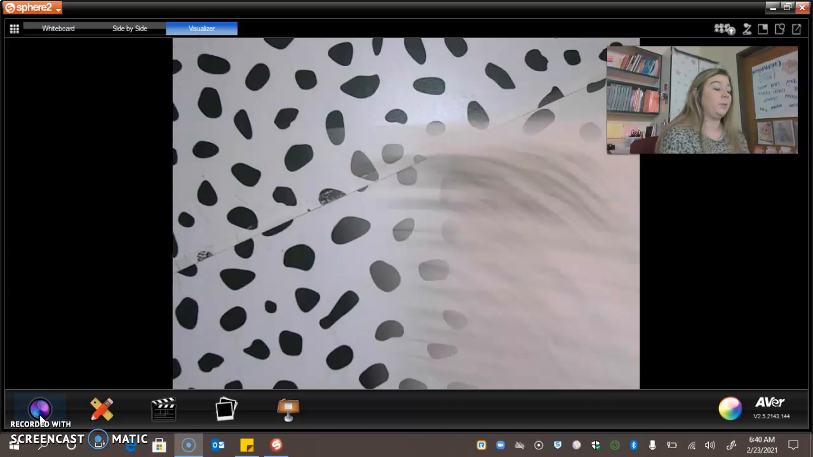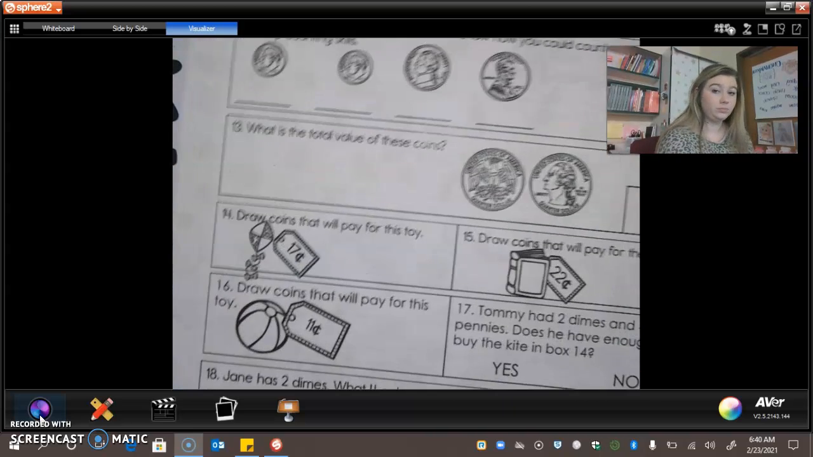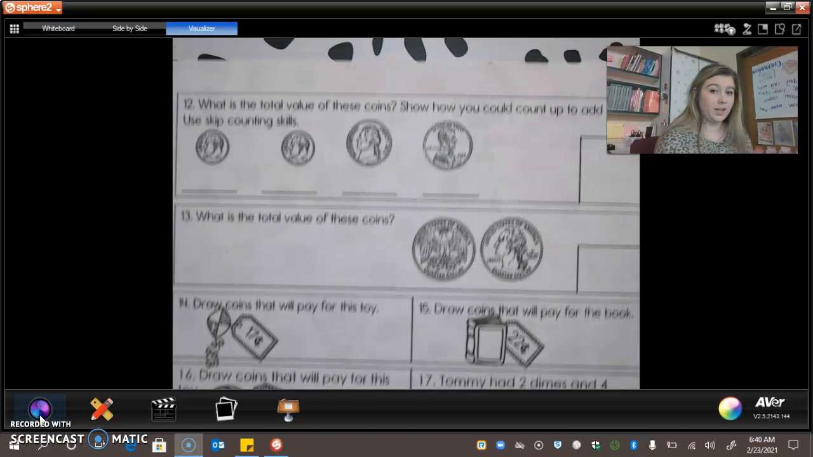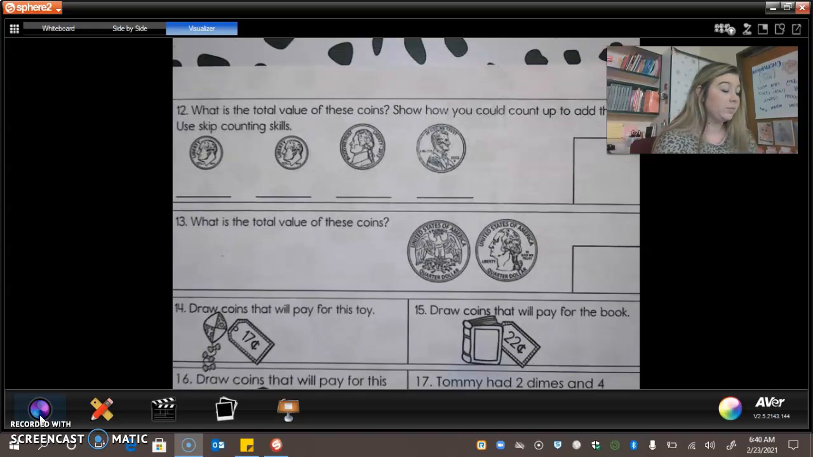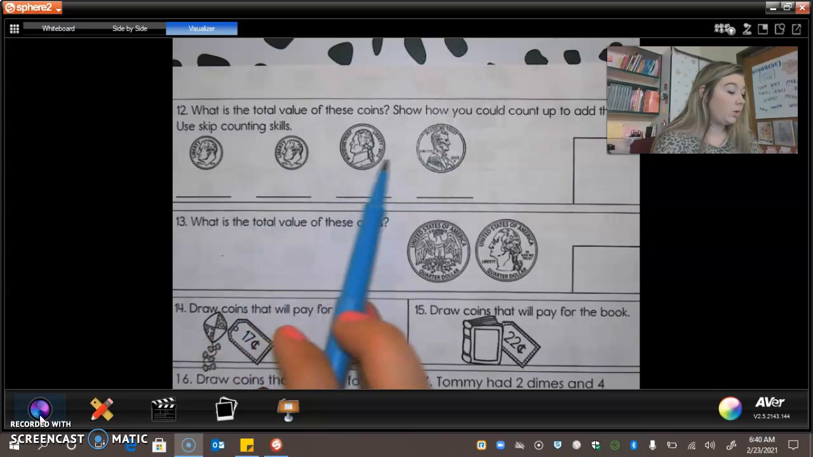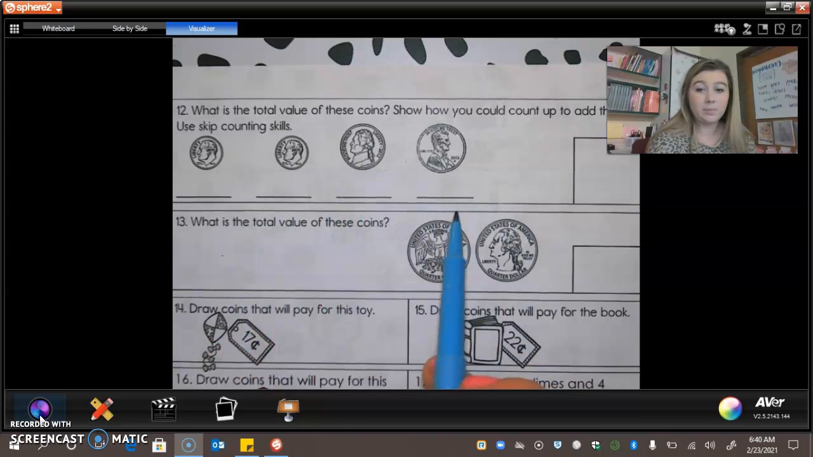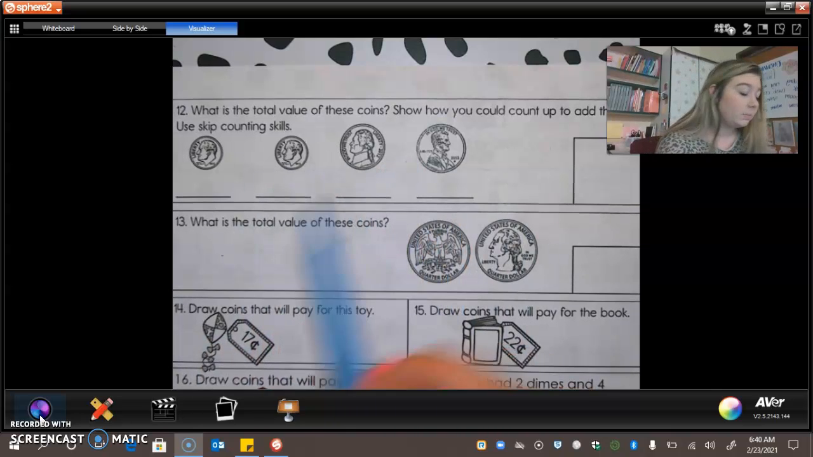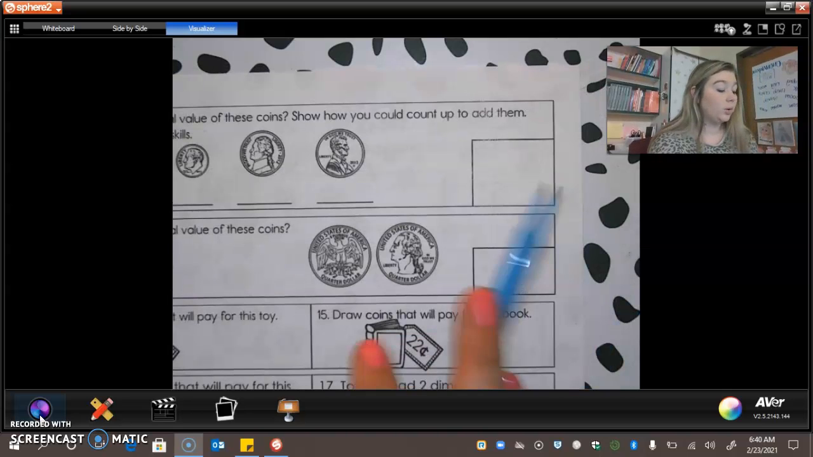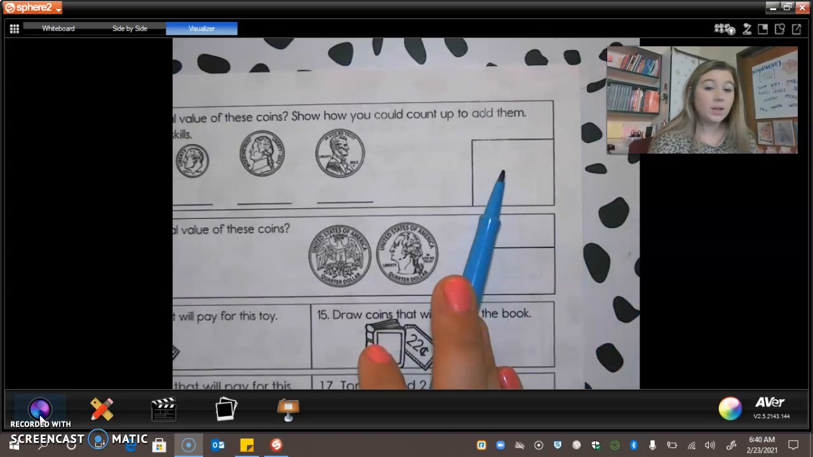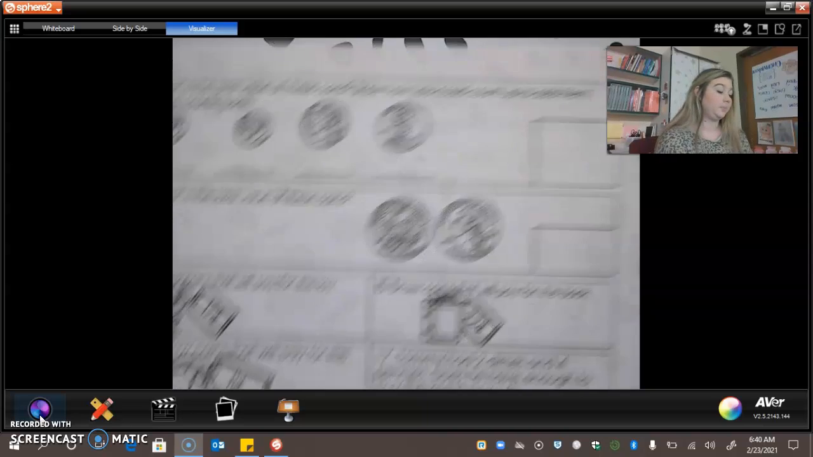When you're ready, flip the page. And we're going to be doing the same thing for number 12. Adding all of these coins up using skip counting skills that we've been practicing. And then writing the total amount in the box.